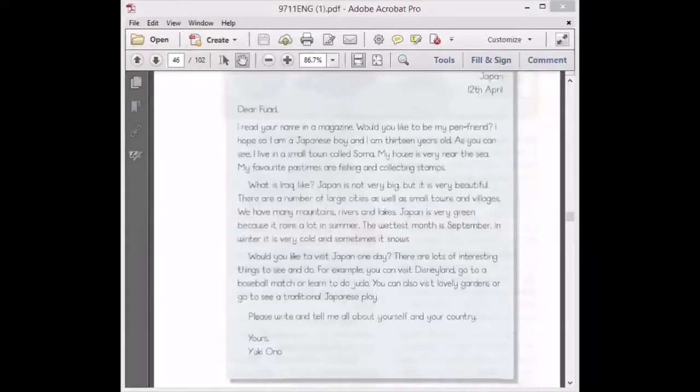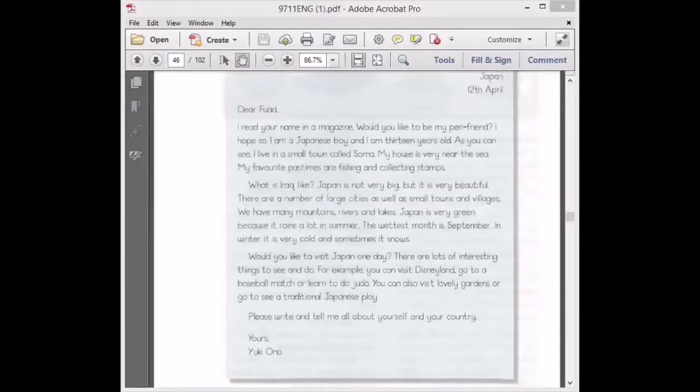There are lots of interesting things to see and do. For example, you can visit Disneyland, go to a baseball match, or learn to do judo. You can also visit lovely gardens or go to see a traditional Japanese play. Please write and tell me all about yourself and your country.